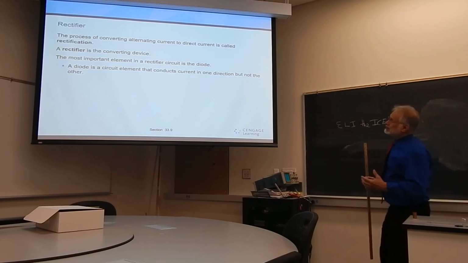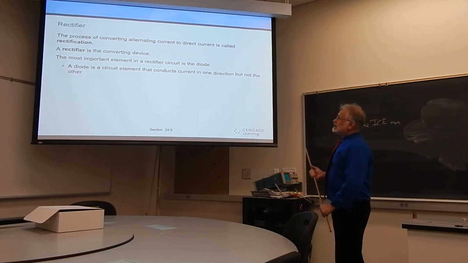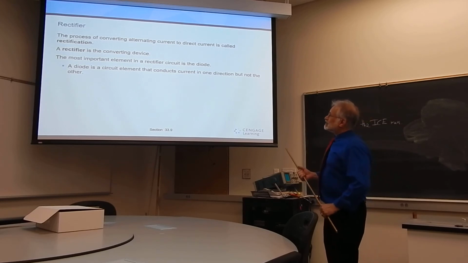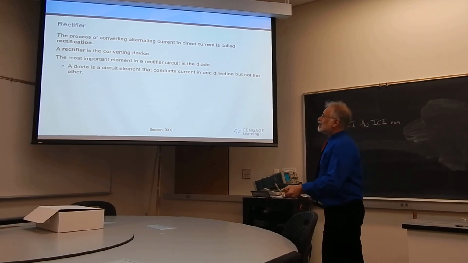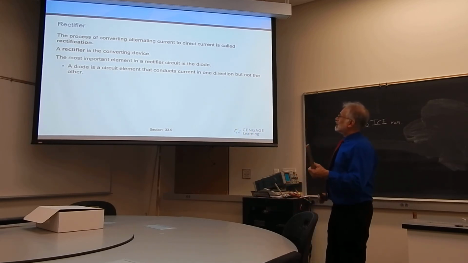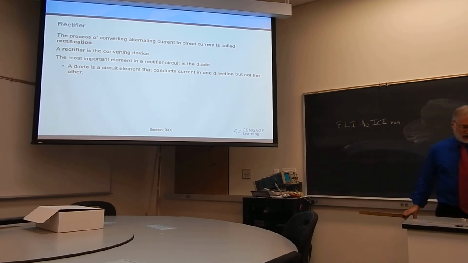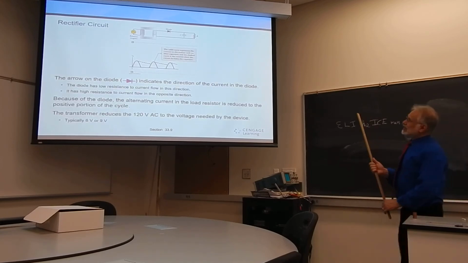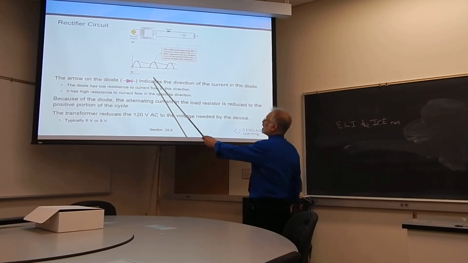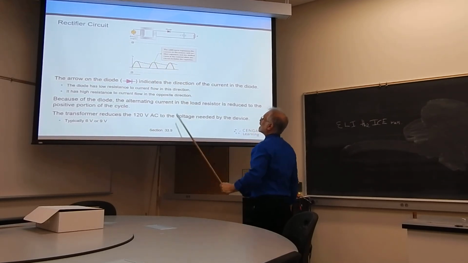We also have rectifiers. A way of converting an AC current to a DC current is called rectification. Any device that does that is called a rectifier. Probably the most common rectifier is called a diode. A diode is a circuit element that conducts current in one direction, but blocks current from the other direction. And it will look something like this. If I have a rectifier circuit, it will eliminate the negative currents, and I will only have positive ones, like so.